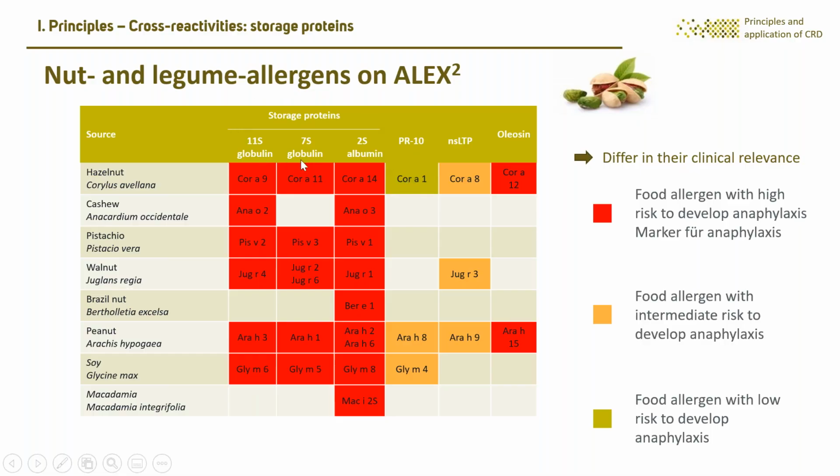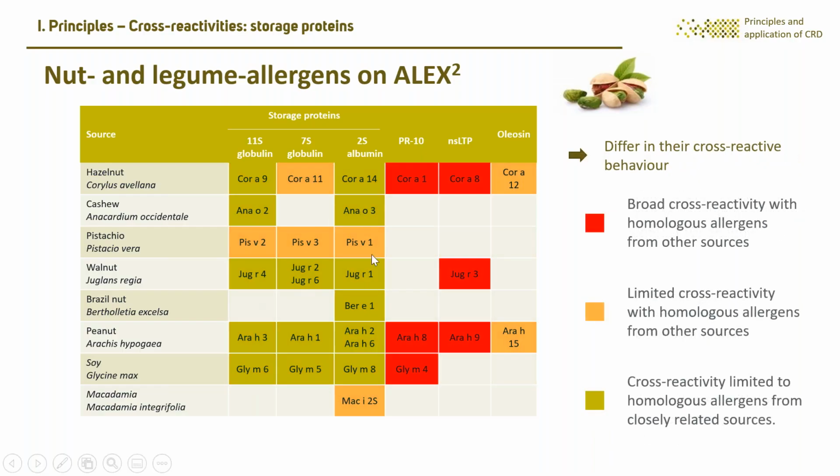But if we focus now on the storage proteins here, unlike in other allergen families, it is not the case that all members of these protein families show equally strong cross-reactivity with other members of the same family. This is shown here in green. The green allergens, they show limited cross-reactivity to members of the same family, which are close in terms of evolution. So evolutionary proximity defines in such a case if there's cross-reactivity or not.